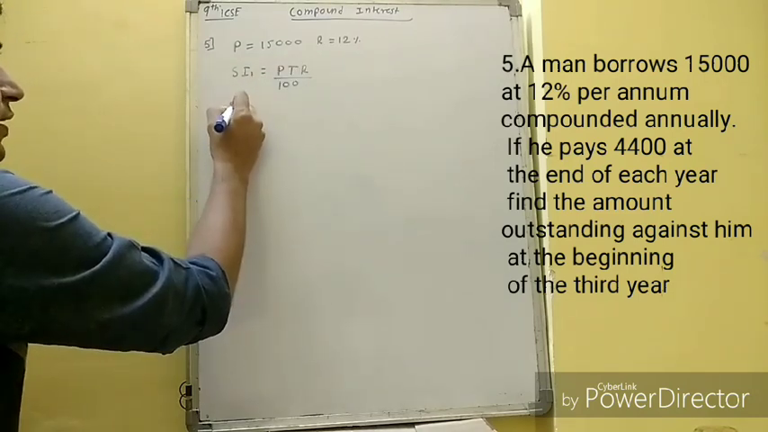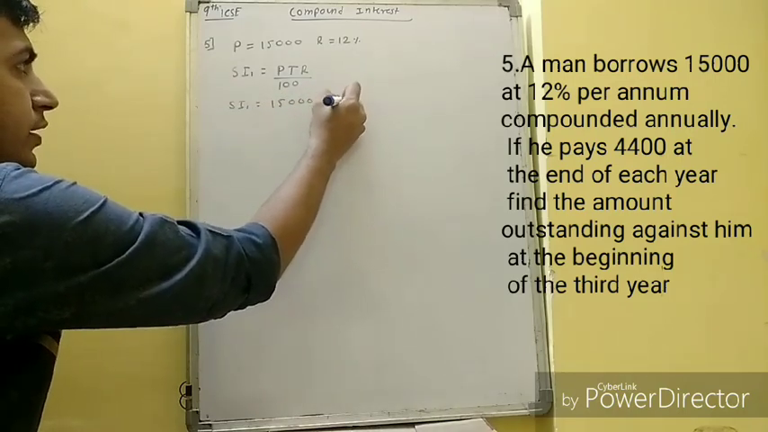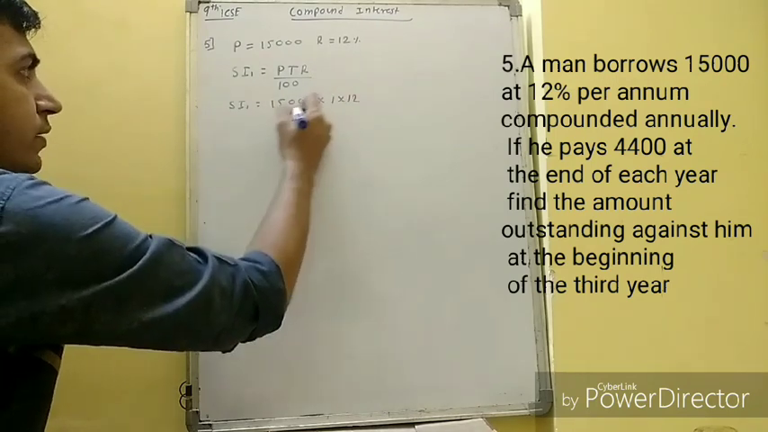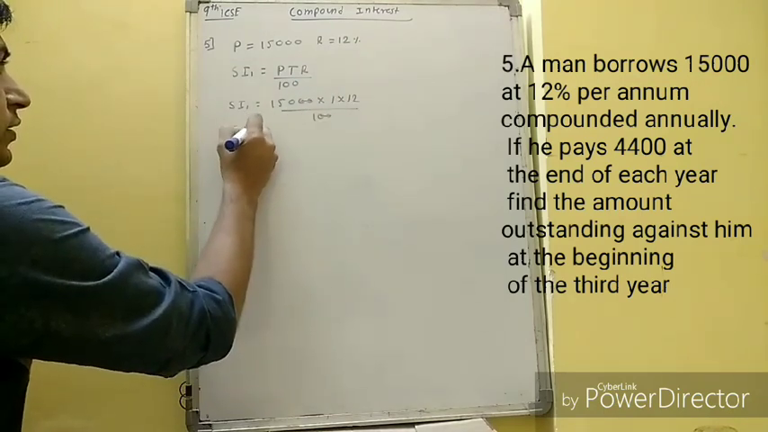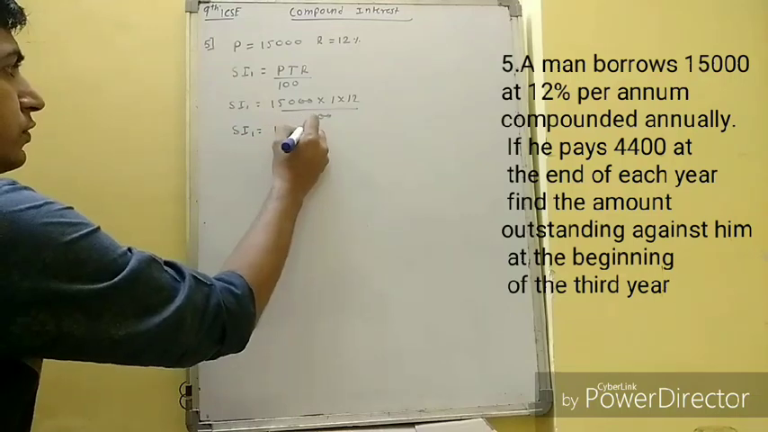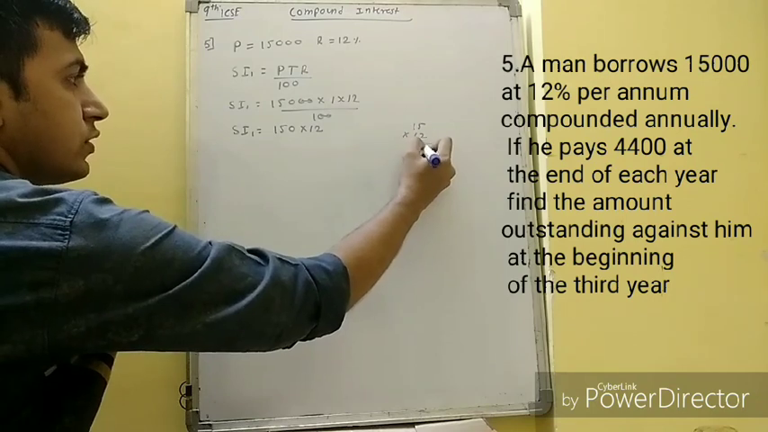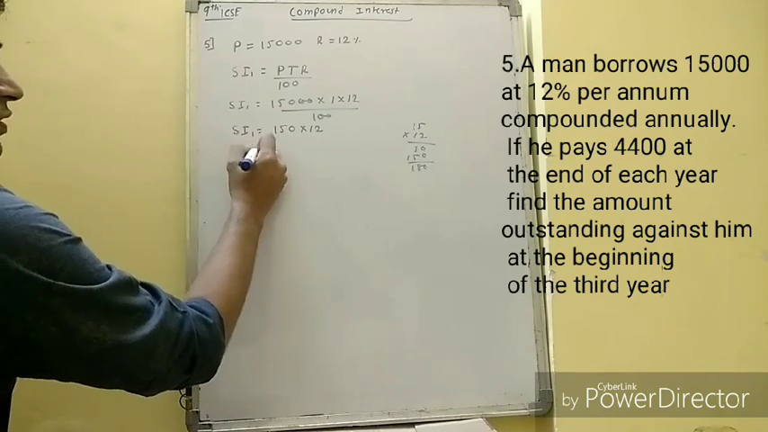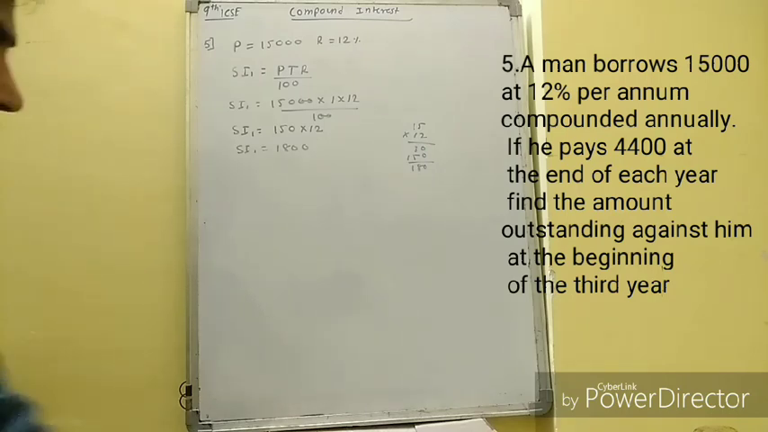PTR upon 100. What is principal? 15,000 multiply by 12. Time will be 1 year. Then rate will be 12 upon 100. So the zeros cancel. Simple interest is equal to 150 into 12. 15 12s are 180. So simple interest is 1800. Okay.